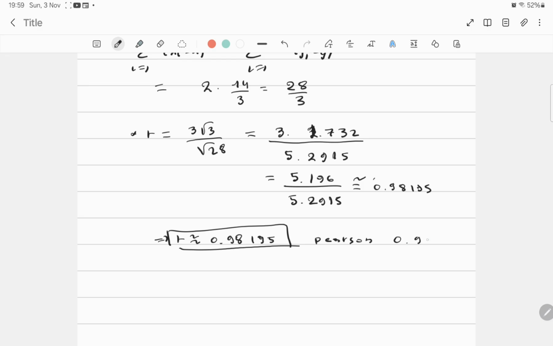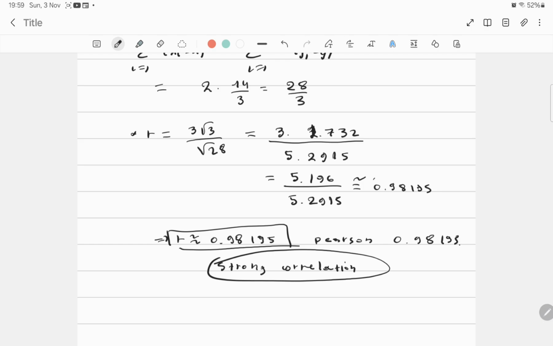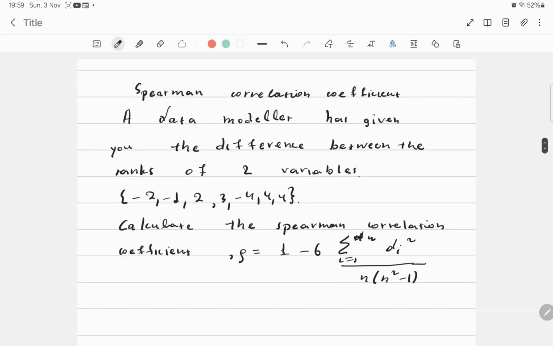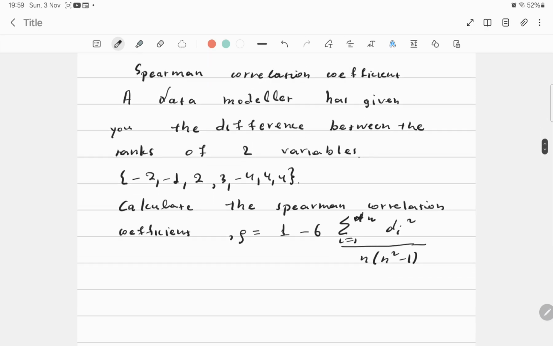0.98195. So we have a strong correlation here. Now let's go to the Spearman correlation coefficient to see how we can calculate that.